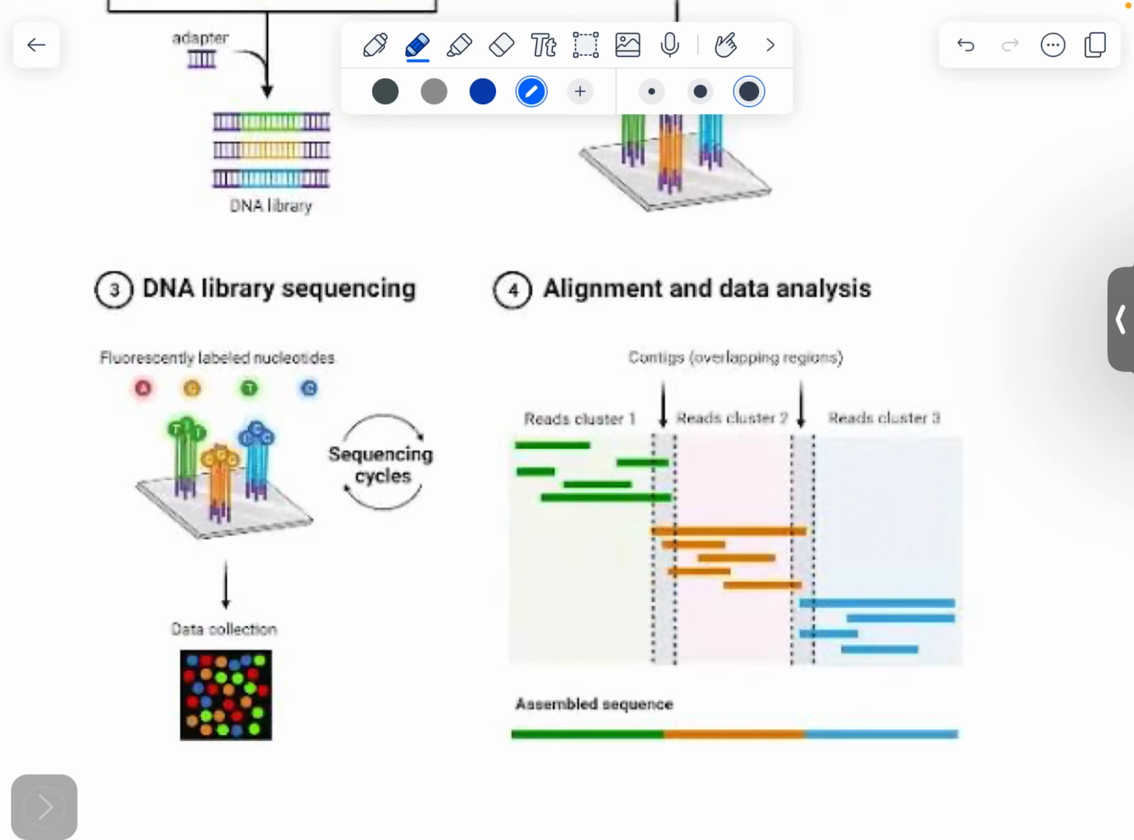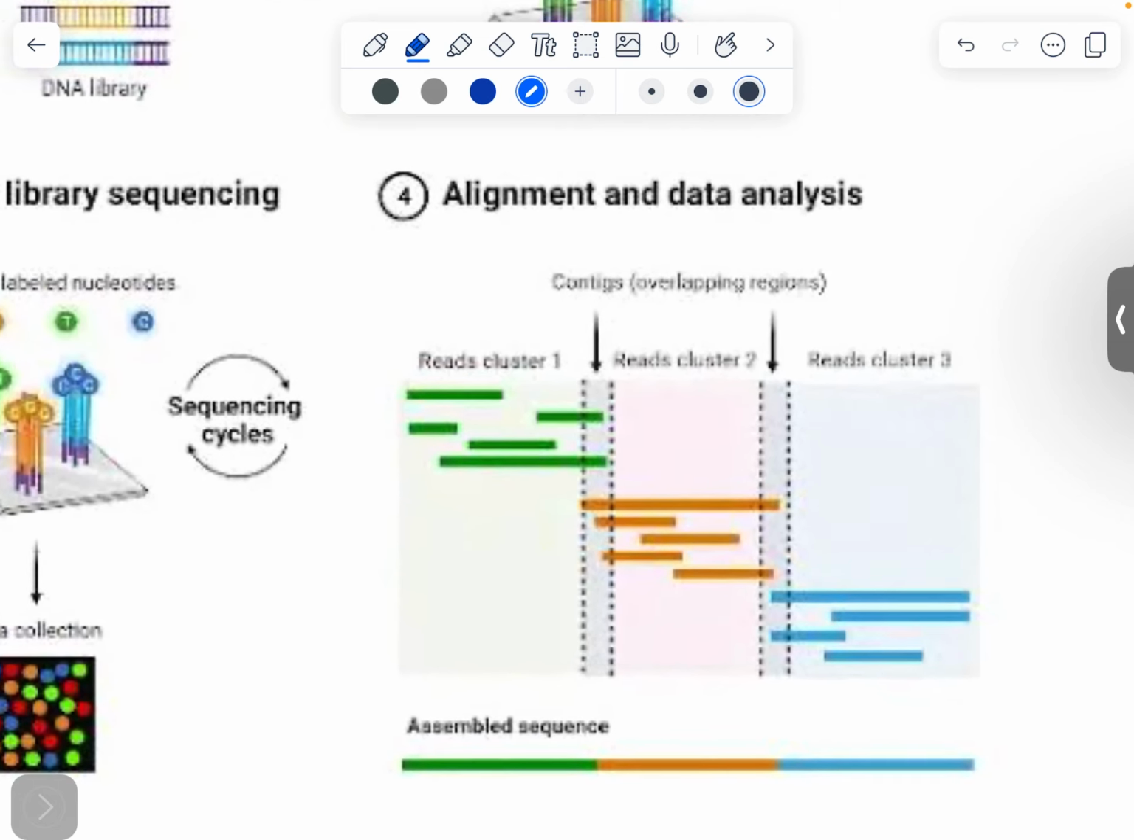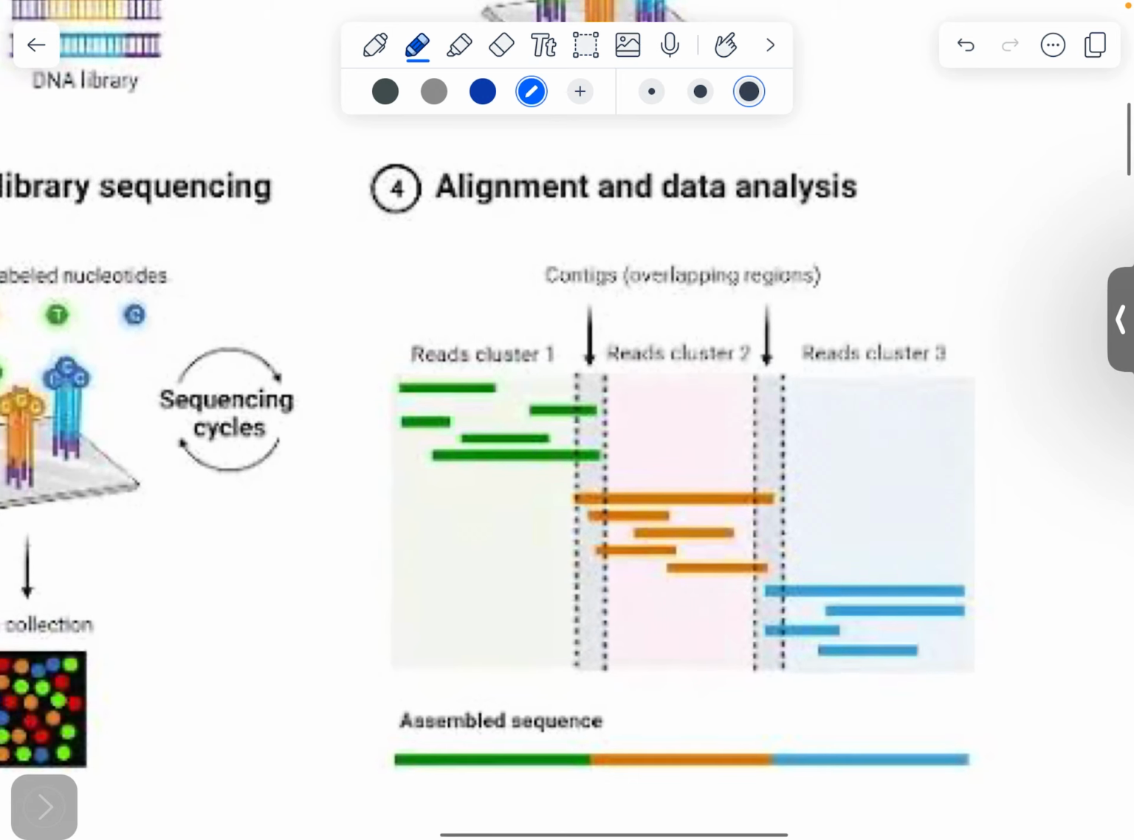So the basic purpose of doing next generation genome sequencing is to find out the variation among the population, and also to find out the insertions and deletions. And when we go to the analysis, there are two very important things: one is depth and the other one is coverage. When you see this, this is the reference genome.